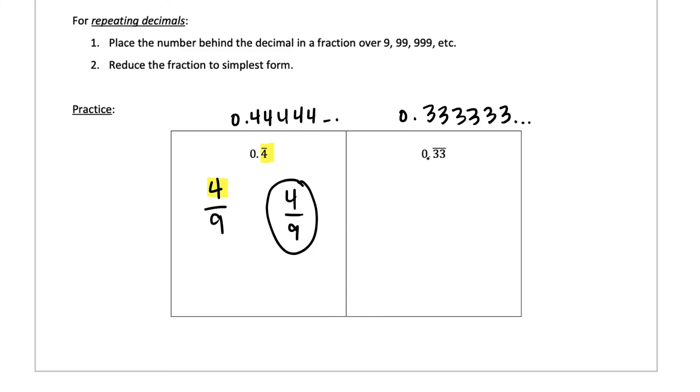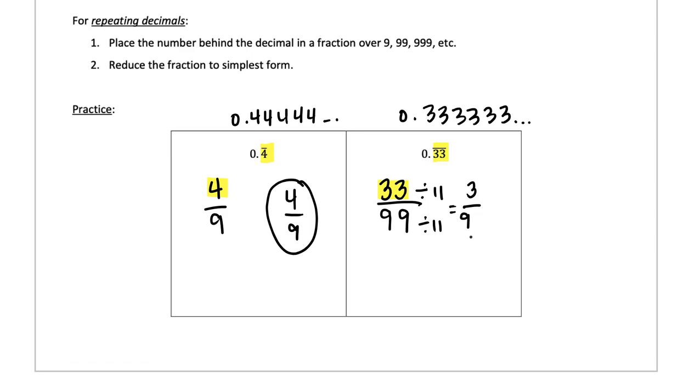We can do the same process here with 0.33 repeating. So 33 is the number that we were given after the decimal, which means I'm going to put it over 2 nines because there were 2 digits this time. So now that I've done that, all I have to do is simplify. Well, these numbers are both divisible by 3, but they're also both divisible by 11. So I'm going to divide both the numerator and denominator by 11. When I do that, 33 divided by 11 is 3, and 99 divided by 11 is 9.